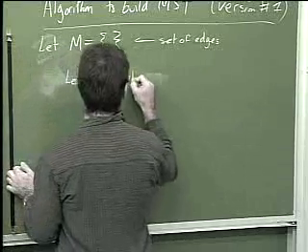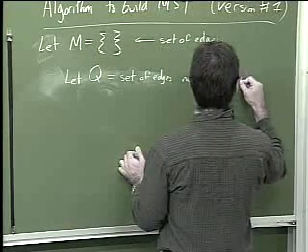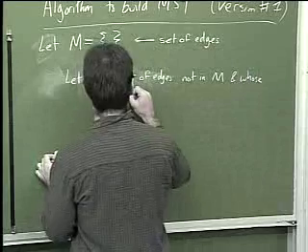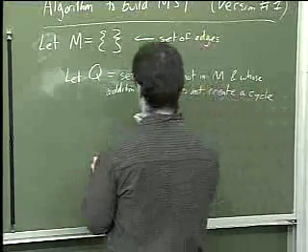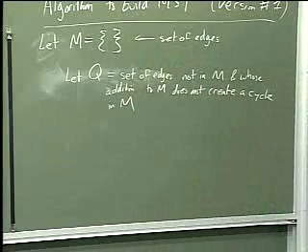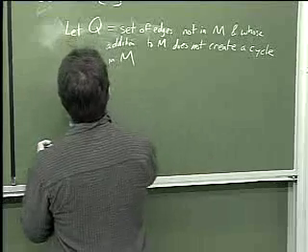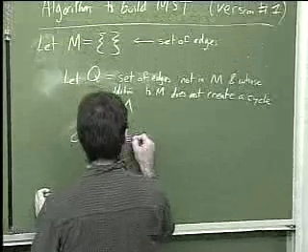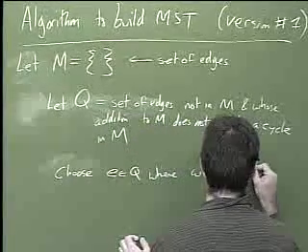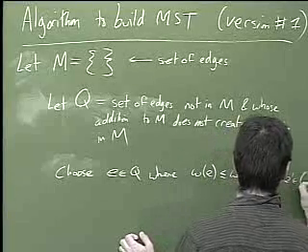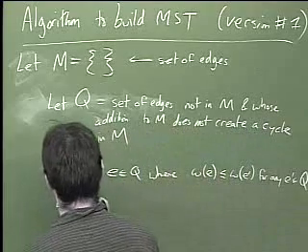Let's call it Q, the set of edges not in M, and whose addition to M does not create a cycle in M. Choose an edge E in Q where the weight of E is less than or equal to the weight of E prime for any E prime in Q. So a minimum weight edge in this set Q, and add E to M.